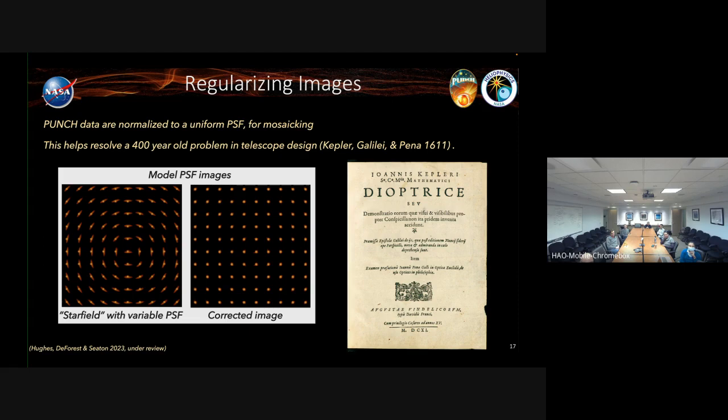Over on the left, the far left frame there is some modeled point spread function images. We have a model star field that happens to be a square grid. And over on the right is after we've corrected it. So we think we can do this.